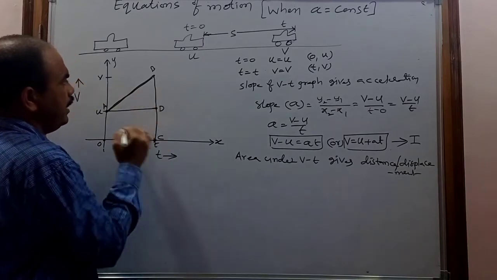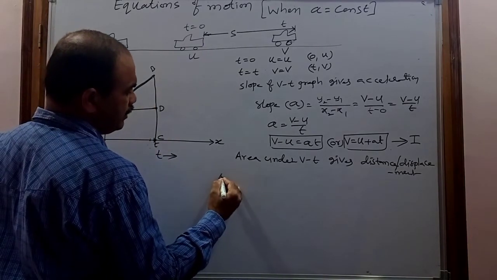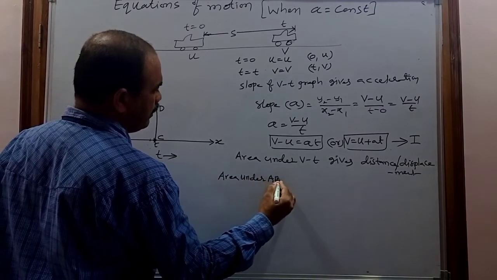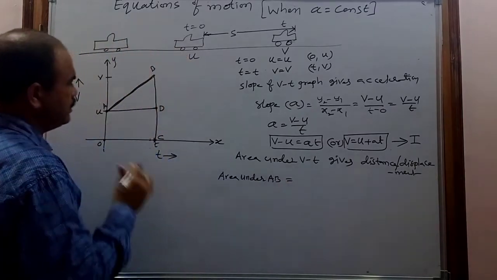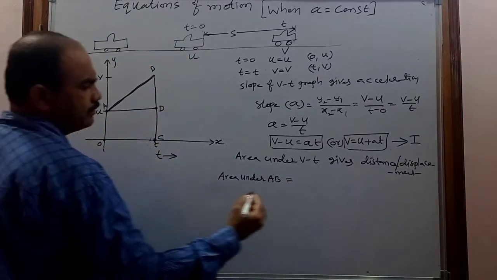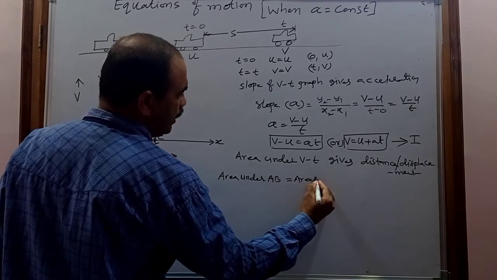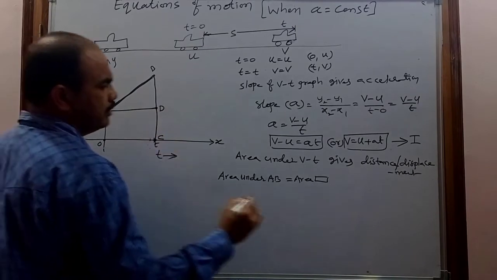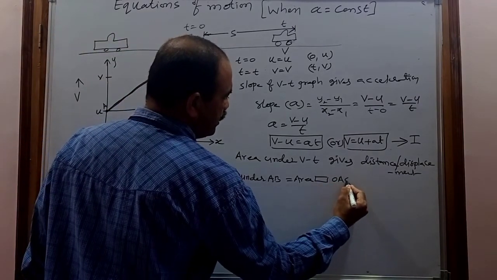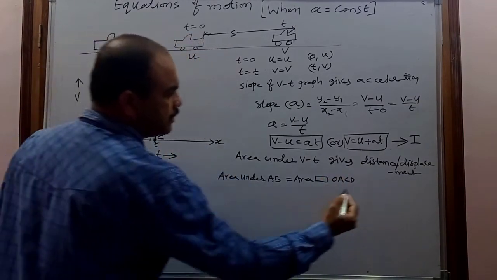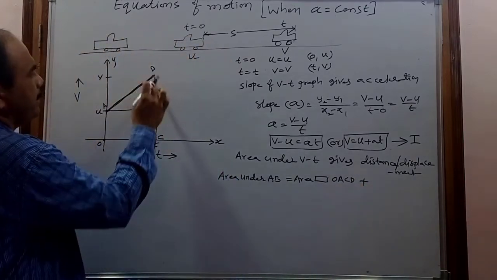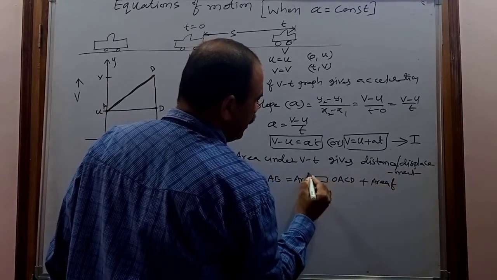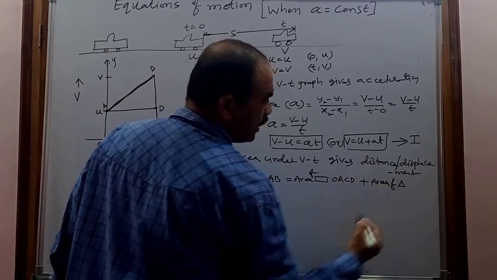So what is the area under this graph? The area under AB is nothing but the area of the rectangle plus the area of the triangle. What is the rectangle here? Rectangle OACD, or OADC, your choice. Plus the area of the triangle. What is the triangle name? The triangle is ABD.